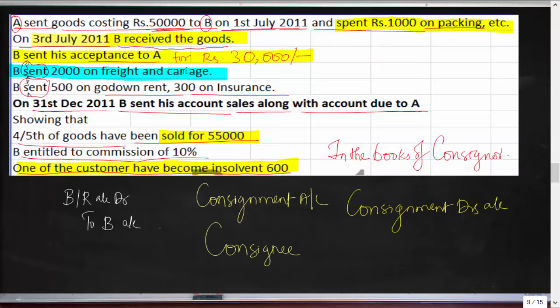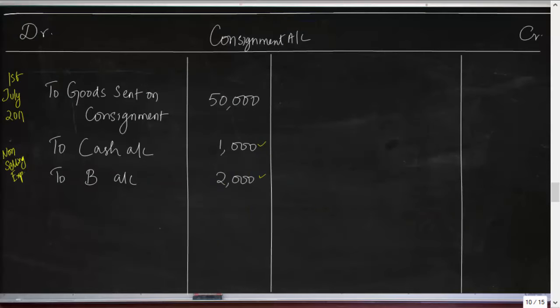Next, we have B spent rupees 500 on godown rent and 300 on insurance. It's an expense from consignment point of view, and it is payable to B, and total amount is 500 plus 300, that is 800. So let's go and record that in consignment account to B account. What is the amount? 800.